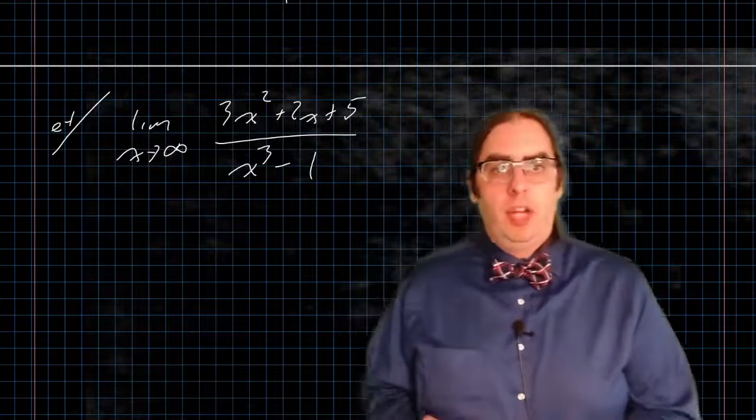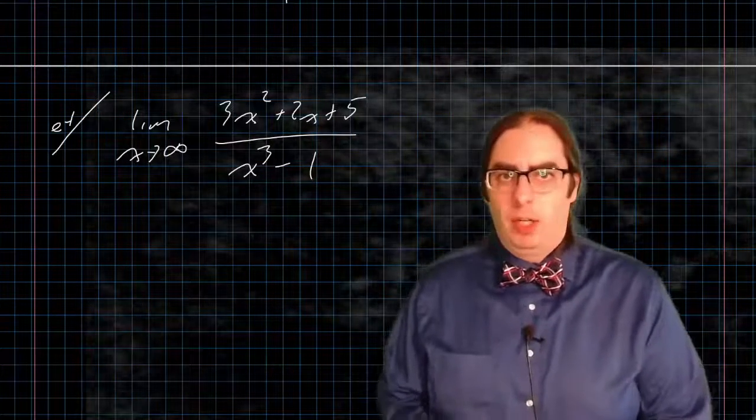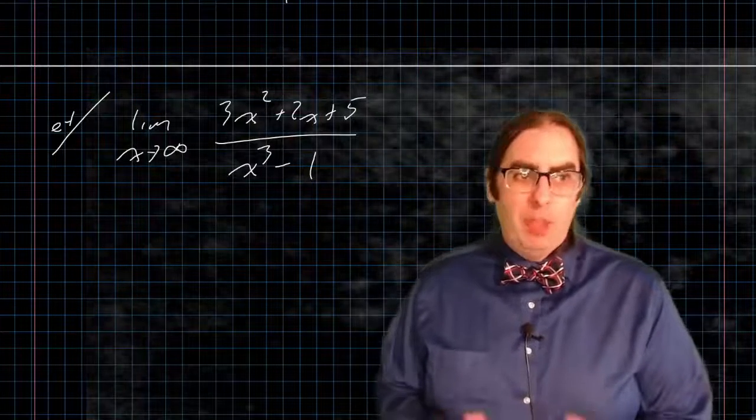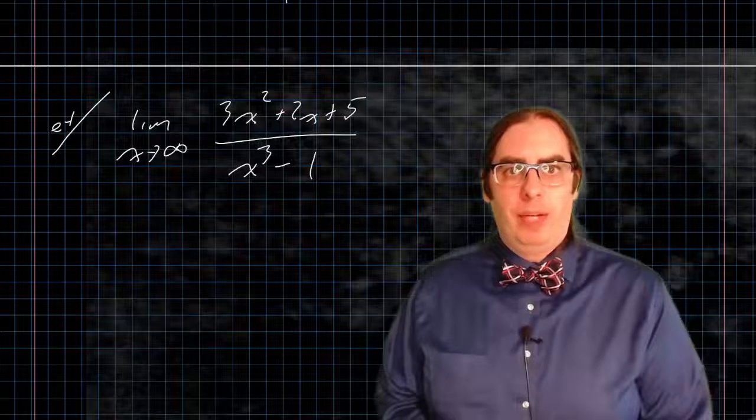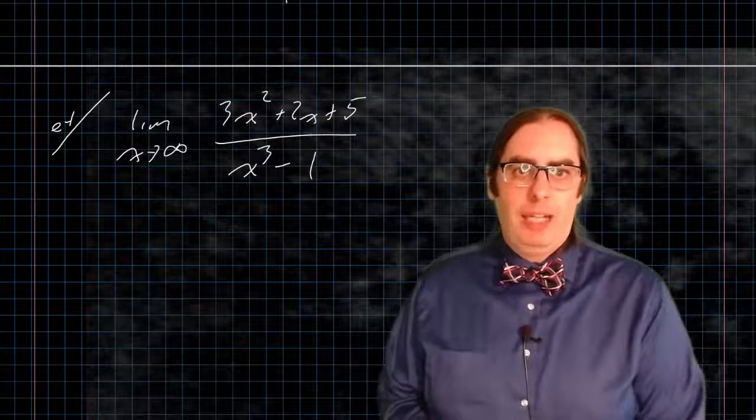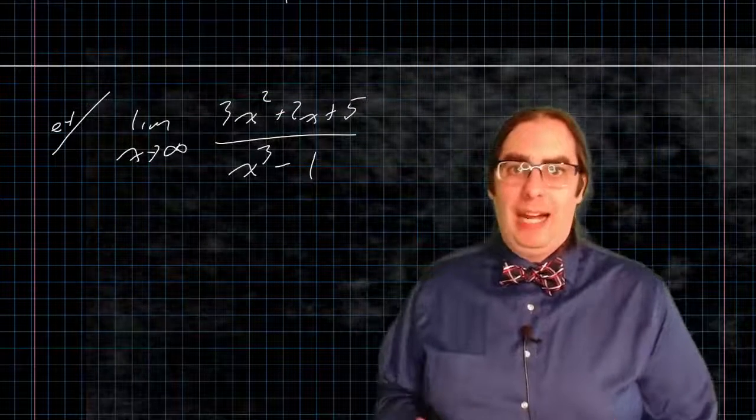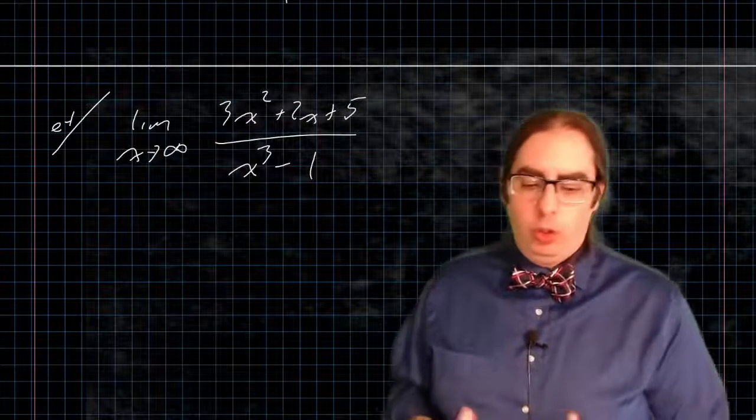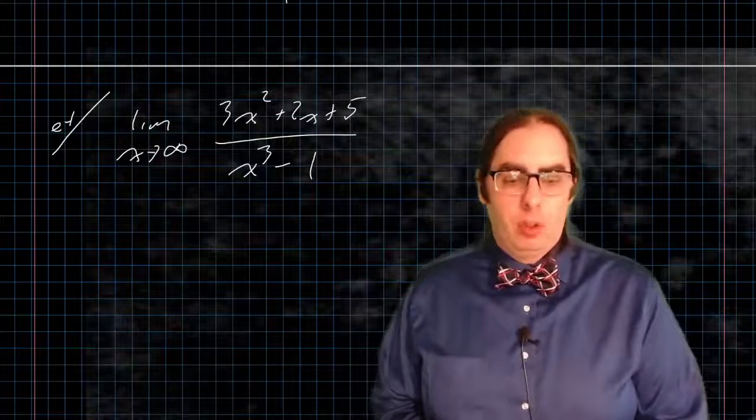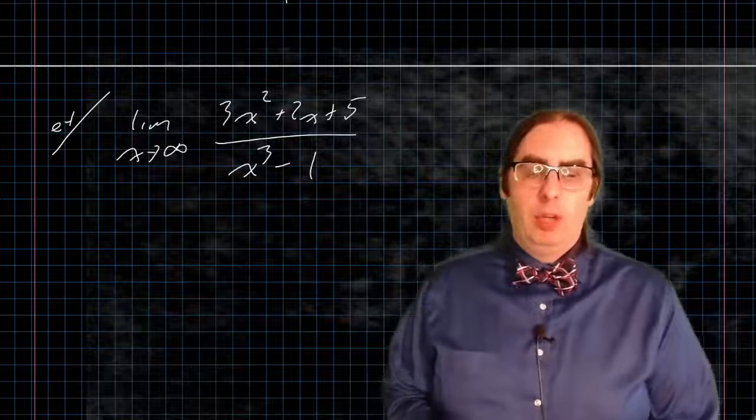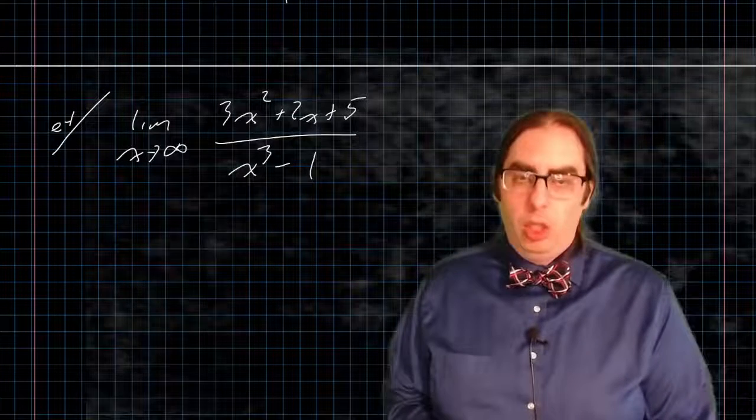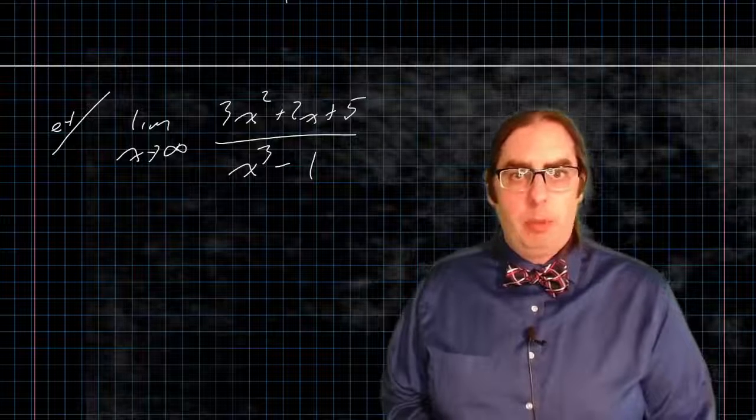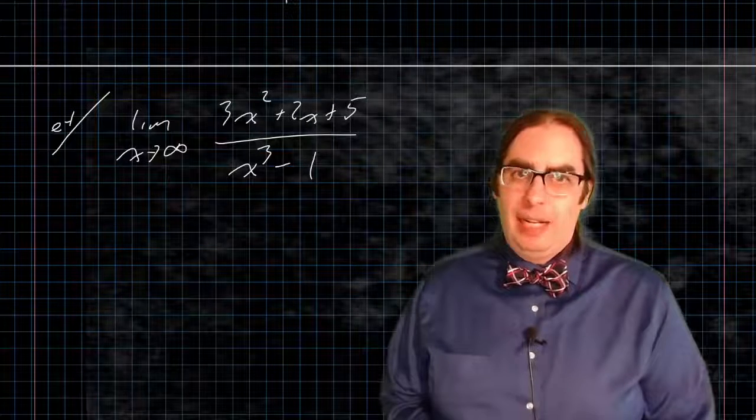There are a bunch of other things we can do with end behavior, and we'll be coming back to this topic a little bit later on in the course. But I wanted to bring it up at least a little bit right now and talk about how infinity works and how infinity works around limits. So to wrap up, I have this one for you to try. The limit as x approaches infinity of 3x squared plus 2x plus 5 all over x cubed minus 1. See what you can come up with this one, and I'll see you in the next video.